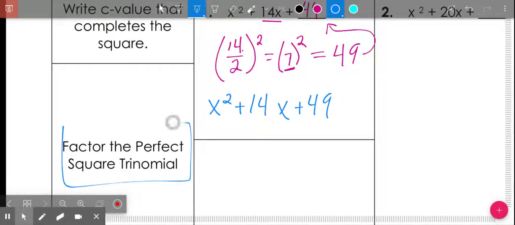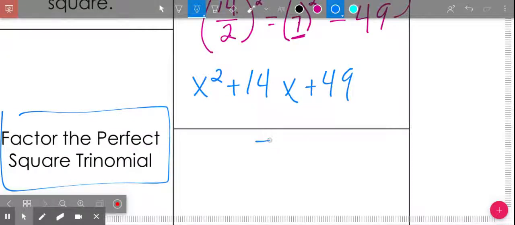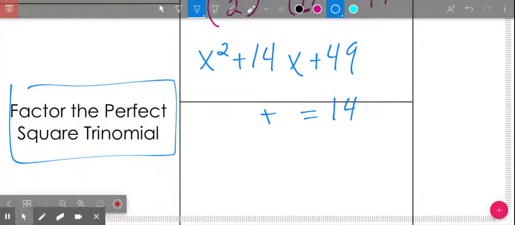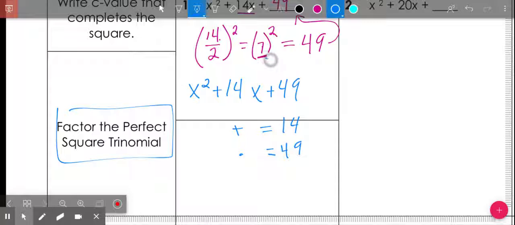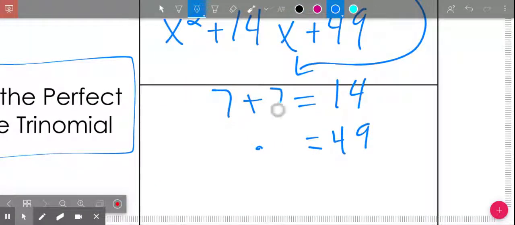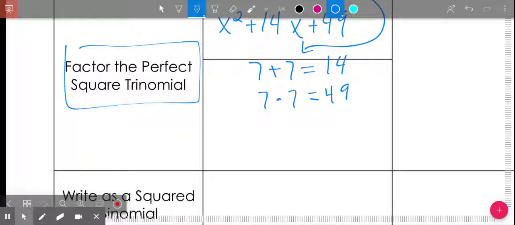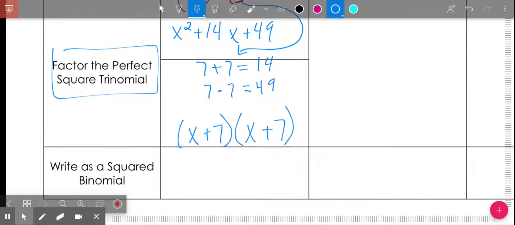Now we need to factor the perfect square trinomial. So we need to think what's going to add to give me 14, but we'll multiply to 49. Remember, we already know the number, because remember, that's that number where our b value divided by 2 is 7. And guess what? 7 plus 7 gives me 14. 7 times 7 gives me 49. Yay! So then we'll have x plus 7 and x plus 7. And now we can rewrite this as x plus 7 squared.